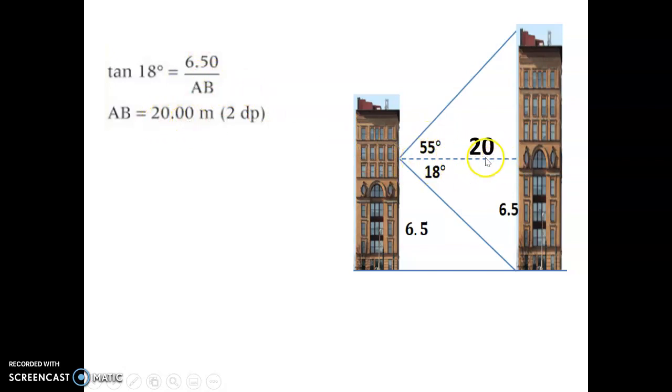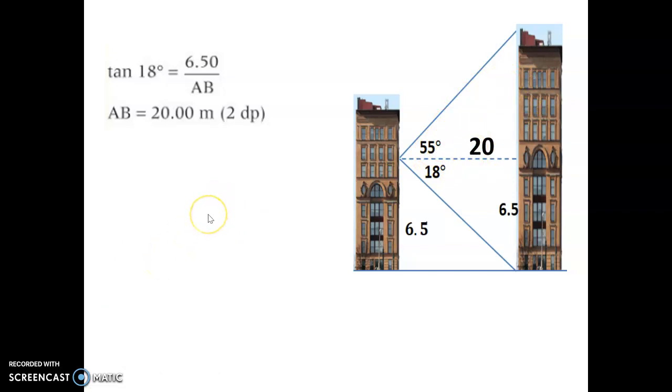So that's 20. We needed that because in the upper triangle, we could not solve anything because all we knew was one angle. If you only know one thing about a right triangle, you're stuck. But if you know 2 things about a right triangle, you can move on with trigonometry. So now we know this length here, 20, and now we can work with this triangle.